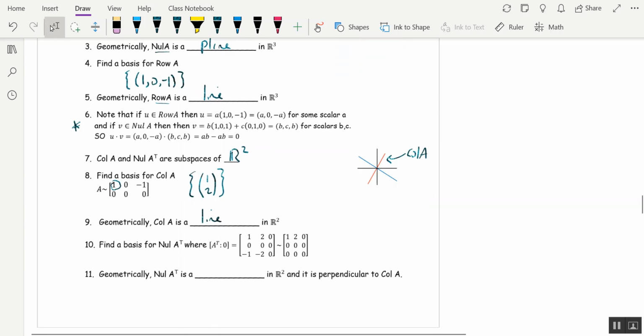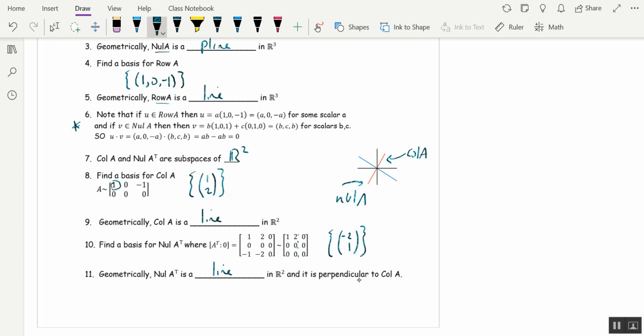And a basis for null A transpose takes a little bit of computation. I took A transpose, augmented with 0, and reduced. And so I'm going to get a single basis vector, and that will be negative 2, 1. Geometrically, that's another line in R2. That would be that red line, null A transpose. And those two lines are orthogonal. And that is the end of this section.